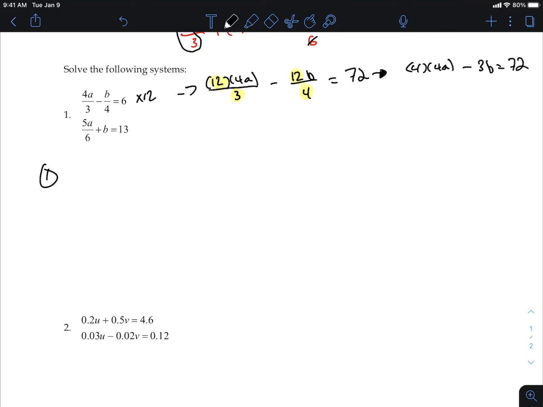Okay? That's just turning it, that's just like steps. Sorry, trying to work horizontally instead of vertically. Okay? So 4 times 4a is going to turn into 16a minus 3b equals 72.